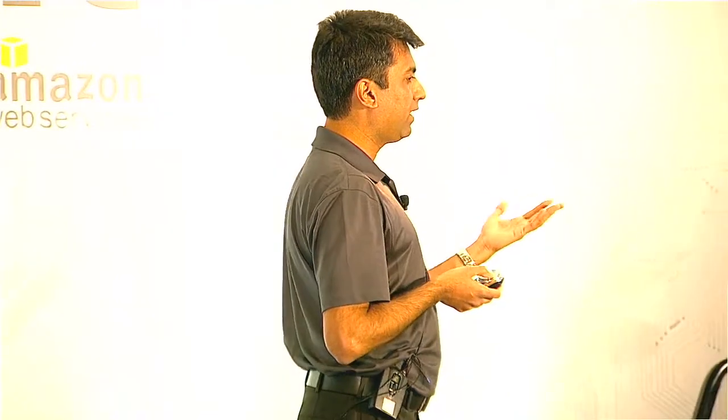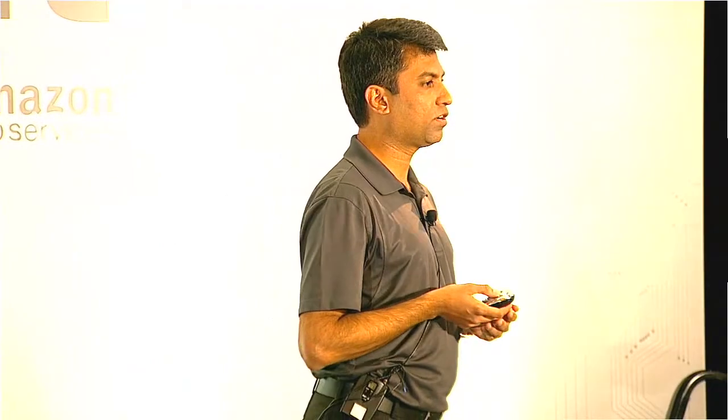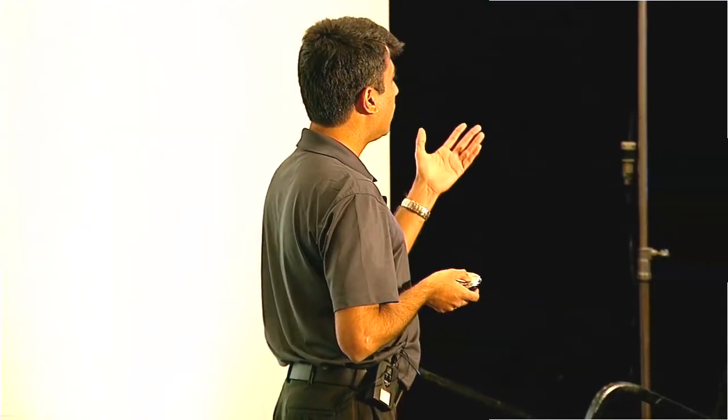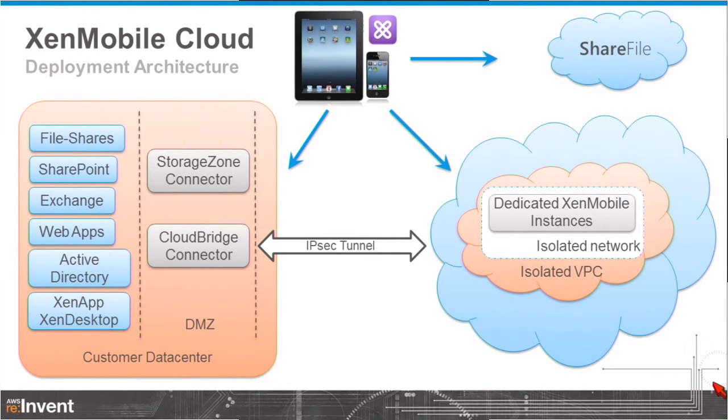Also, as part of the Zen Mobile Cloud subscription, you get entitlements to the ShareFile service so that you can save your documents in the cloud, as well as a storage zone connector, which is an appliance you place in your DMZ, so that you can access data saved in any traditional document repositories like SharePoint or FileShare from your mobile device as well. So with this architecture, your mobile device is managed using Zen Mobile Cloud. It can access documents from the ShareFile cloud service, and it can access applications as well as documents that are saved in your data center.